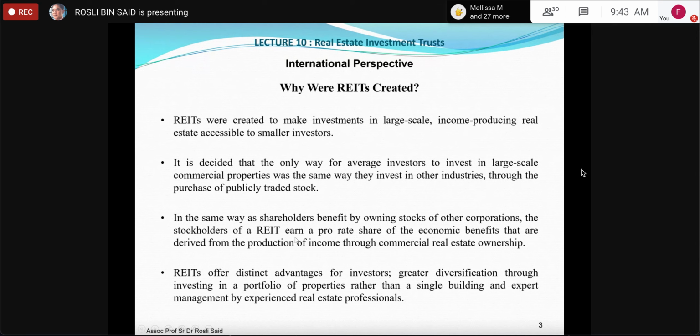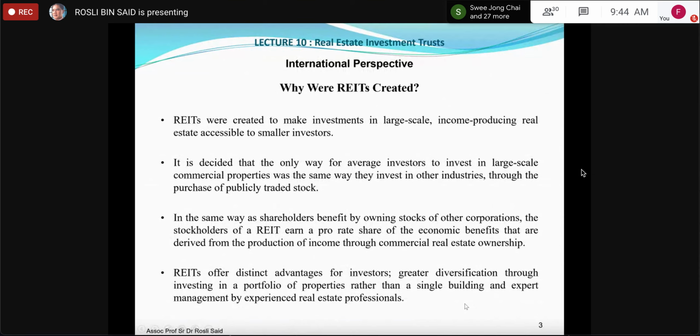In the same way as shareholders benefit by owning stocks of other corporations, the stockholders of a REIT earn a pro-rata share of the economic benefits that are derived from the production of income through commercial real estate ownership. So income from rental that the tenants pay to the REITs company will become a dividend for us if we purchase REITs from that particular company. The REITs offer distinct advantages for investors, greater diversification through investing in a portfolio of properties rather than a single building.